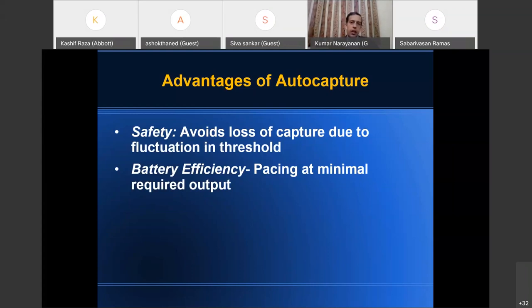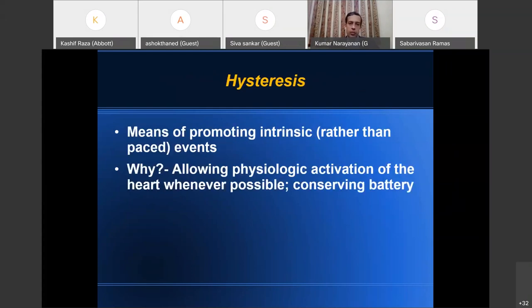All right. So we come to algorithm number two, which we talked about in our case example, which is hysteresis. So what is hysteresis? Hysteresis is a program by which you can promote the patient's own intrinsic events. Why do you want to do that? Having put a pacemaker, why do you want to look for intrinsic events? This is because whenever possible, you want to allow physiologic activation of the heart. We'll talk more about this in minimizing ventricular pacing, but we know that no matter whether it's atrium or the ventricle, the paced sequence of activation is always inferior in physiologic terms to the patient's own intrinsic activation.